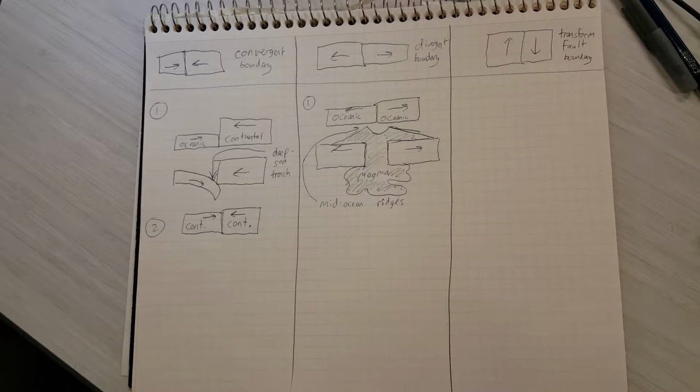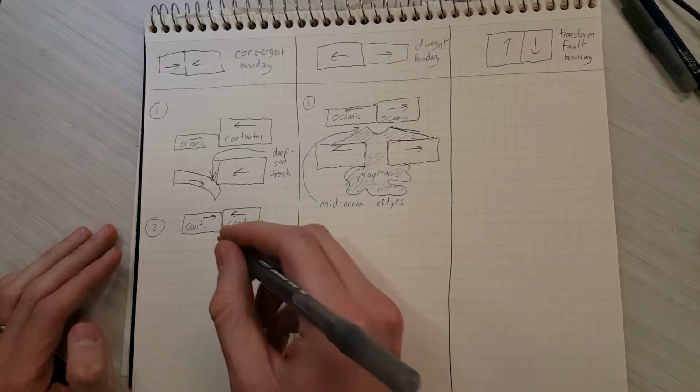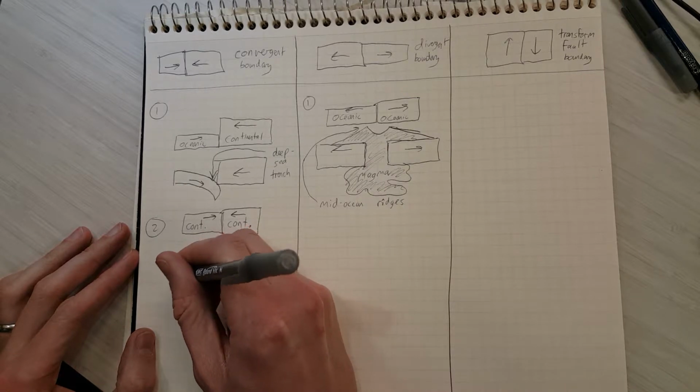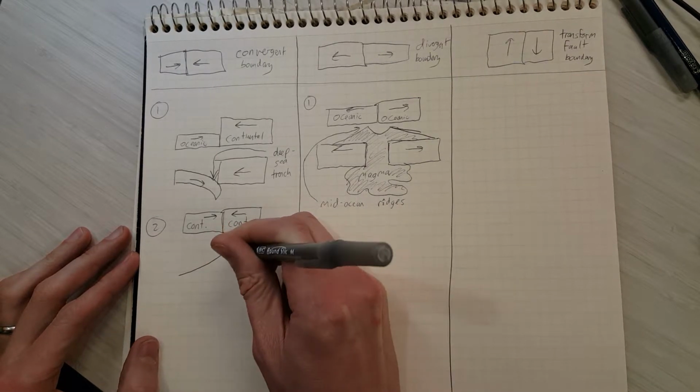Right now, India is crashing into the Eurasian continent, and the result of that is a giant crinkling that we call the Himalayan mountains. And so what we'll see on the surface is this kind of a shape.